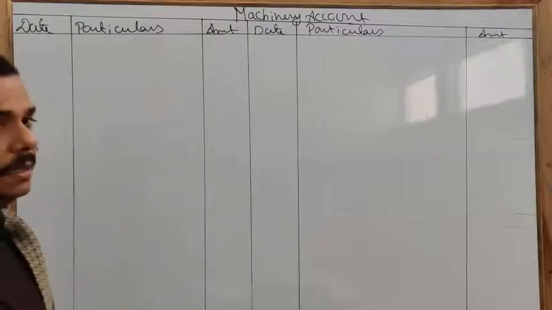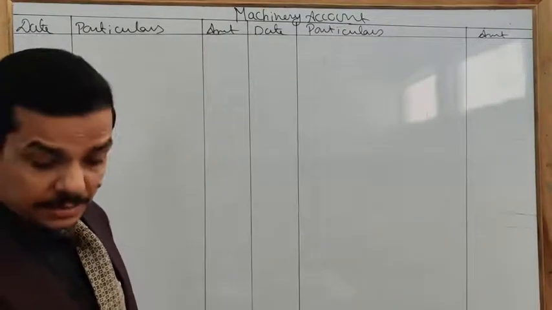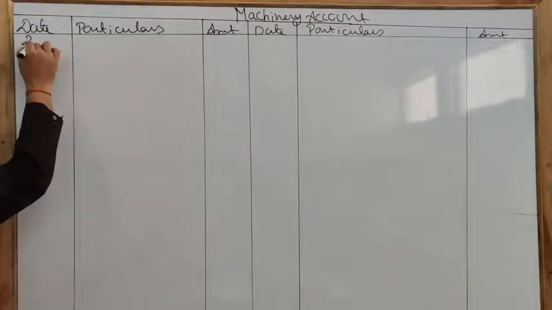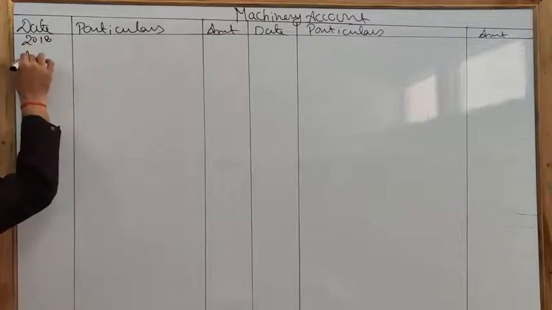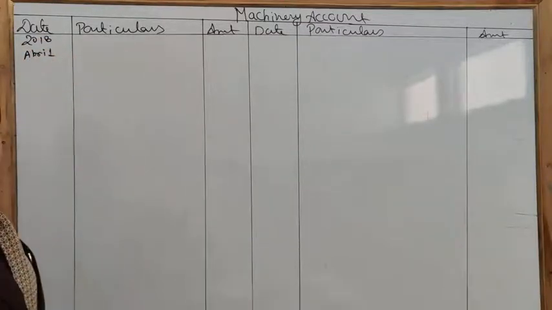Now see, we will prepare the machinery account. The opening balance given to us for the machinery account is 8 lakh. As usual, we are going to bifurcate the amount, because as I told you, the machinery which is going to be sold is written as A and the rest of the balance is written as B.